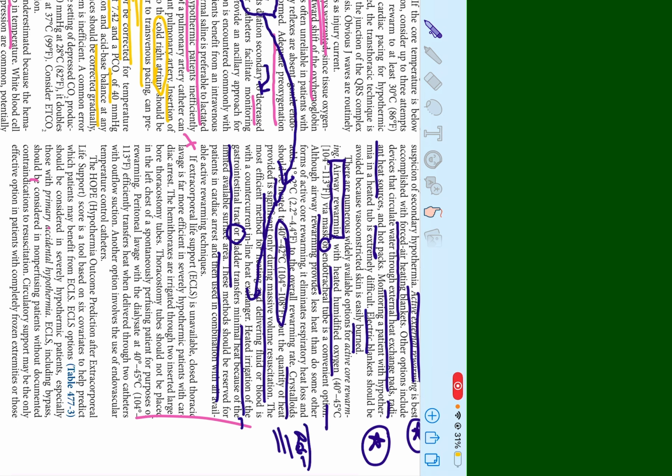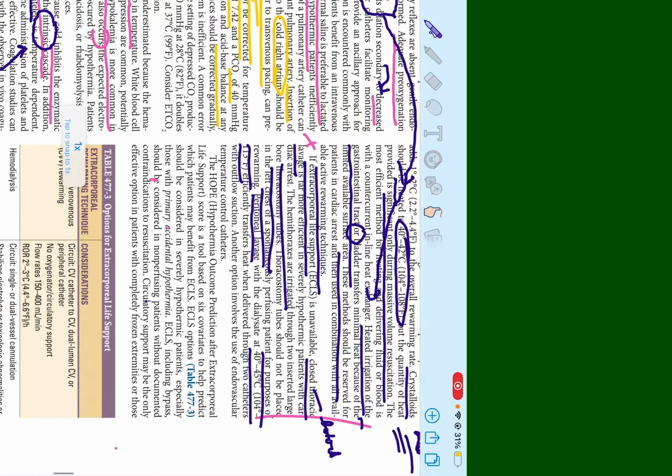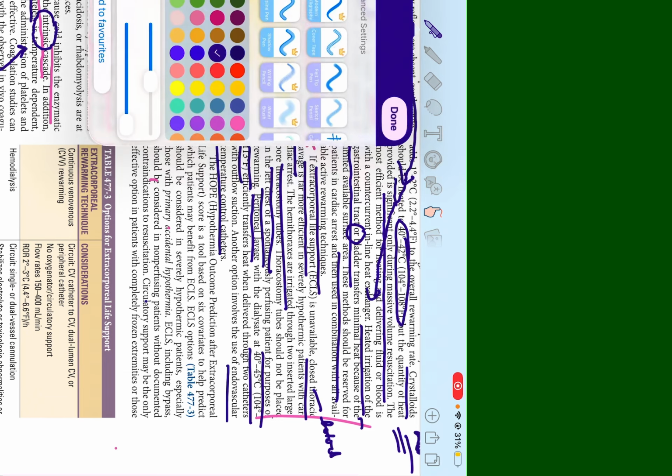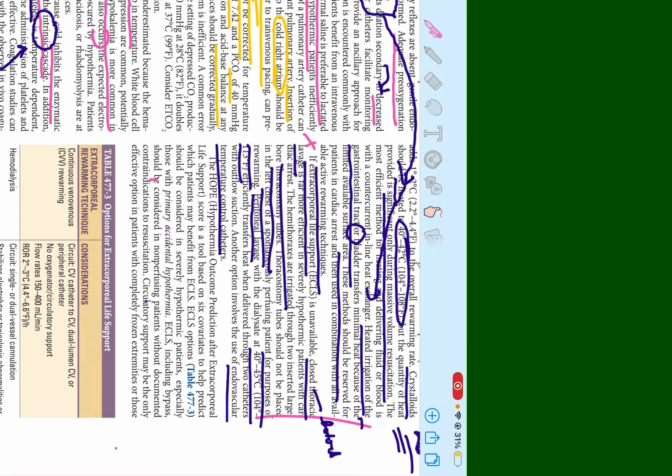These are reserved techniques. Also, extracorporeal life support, thoracic lavage with hot water through thoracostomy tubes, right? Peritoneal lavage with hot water dialysate, and you can also go for endovascular temperature catheters. Okay, and there is this very important score which you can consider coming this year, the HOPE score, not hopeless. It is the Hypothermia Outcome Prediction after extracorporeal life support score. Okay, it's the HOPE score, HOPE score, right?